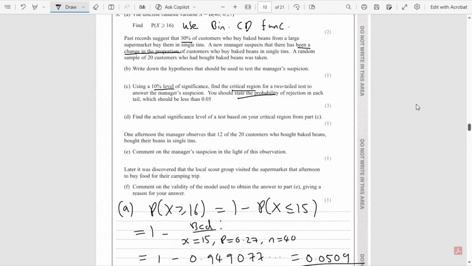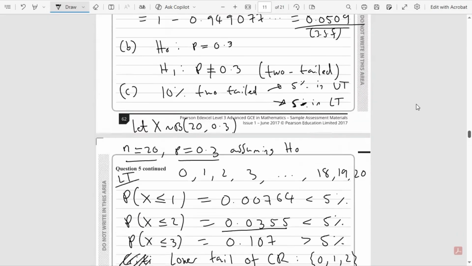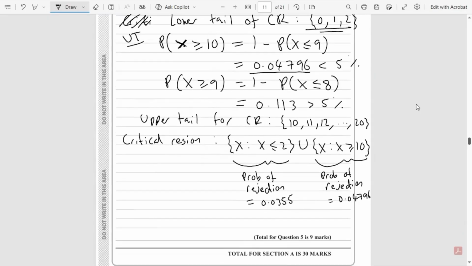Okay, so the actual significance level, hopefully you know this definition. The actual significance level is the probability of rejecting H0 given H0 is true. In other words, it's basically the probability of rejection, the two probabilities of rejection added together. So this answer is going to be the two numbers we just worked out, summed up.